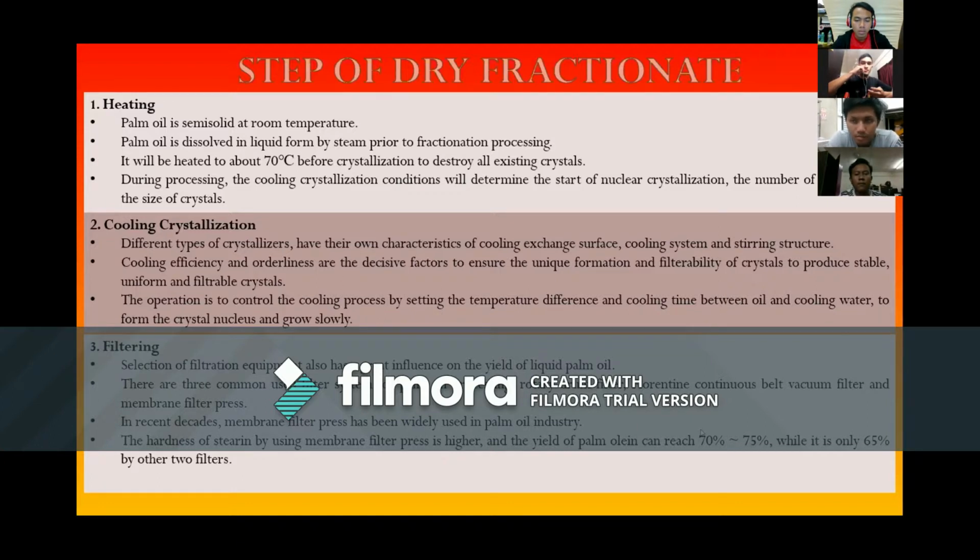The most used by the industry is the membrane filter, which is cheaper and more economical. And the hardness of stearin by using membrane filter press is higher because it is in the solid form, so it must be pressed by the filter.